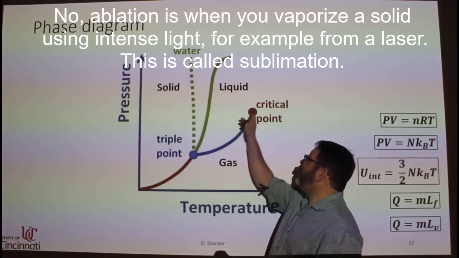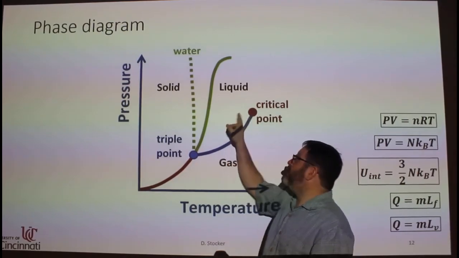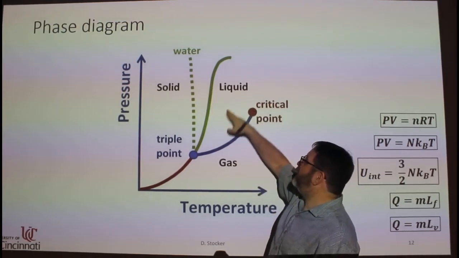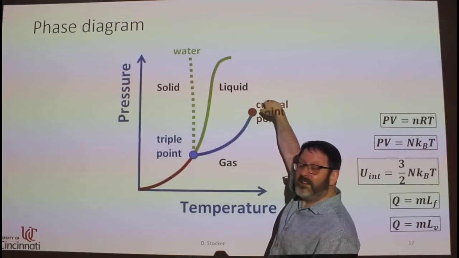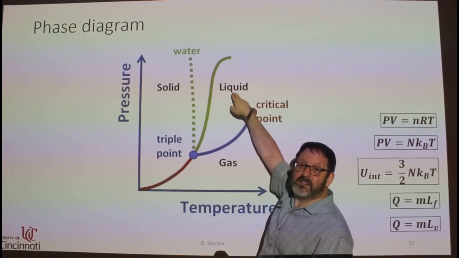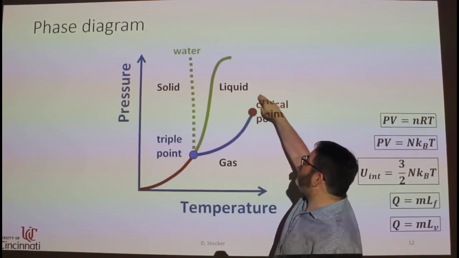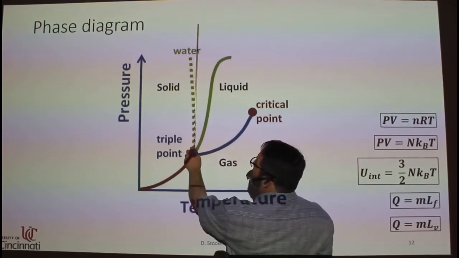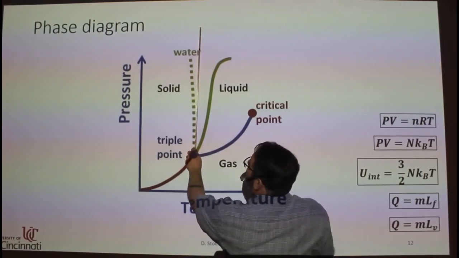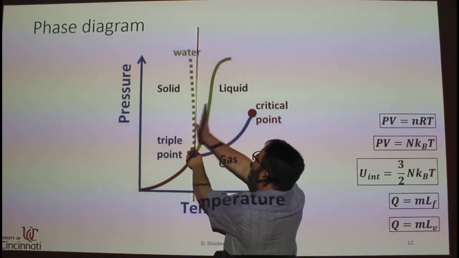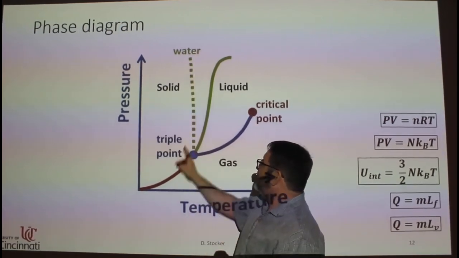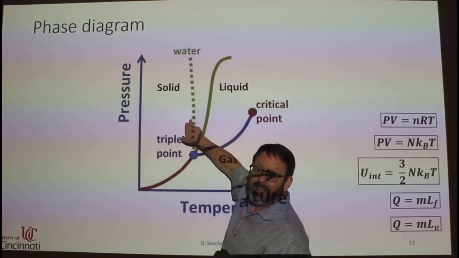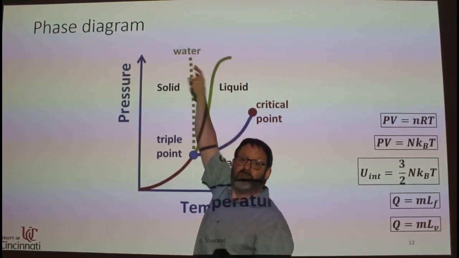All right. Out here, there's another thing, the critical point. Beyond this point, there's no boundary between liquid and gas. So at these high pressures and high temperatures, there isn't a clear distinction between when something changes from a liquid to a gas. Also, we have this dotted line here for water. And if I draw a vertical line here, you can see that water goes off to the left, liquid goes off to the right. So that means here, keeping the same temperature, if you increase the pressure on ice, it will change to liquid water.